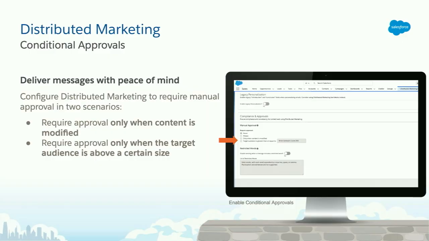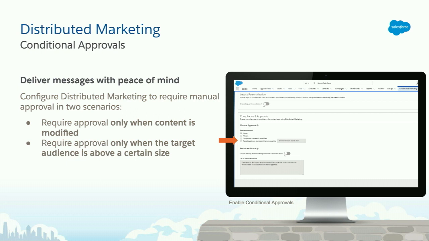Now our next feature we're going to talk about is conditional approvals. Approvals is really one of the key pillars that we have for distributed marketing, really making sure everything is on brand. So when your non-corporate marketers, such as your dealers and agents, are sending a message out, how do we know that they're actually sending messages that are on brand? Well, we have an approval process for that.